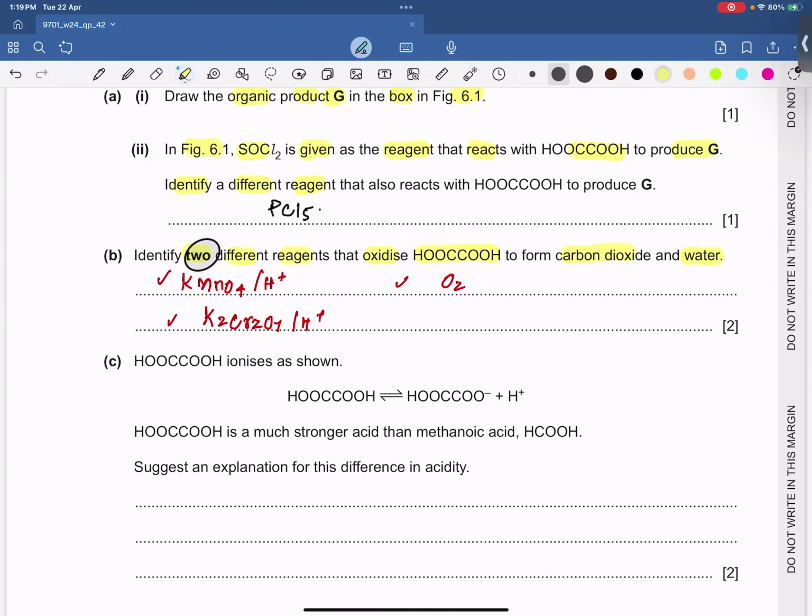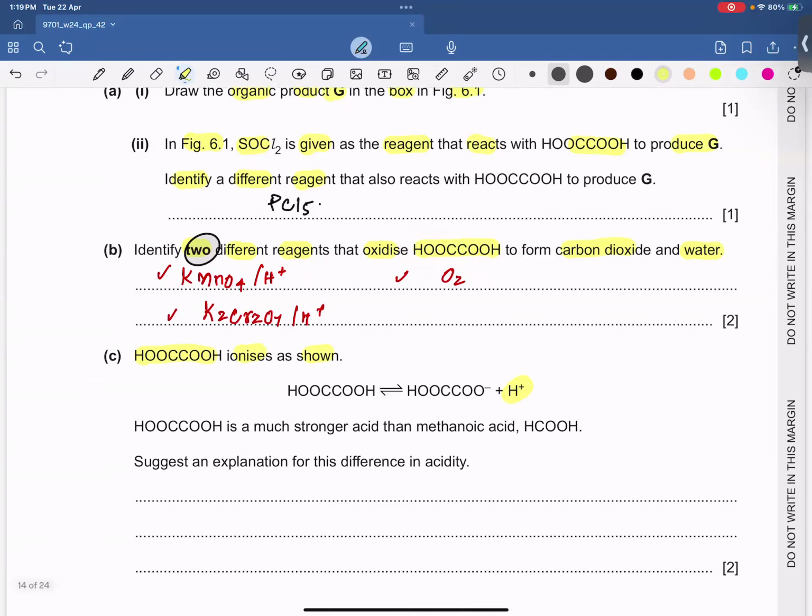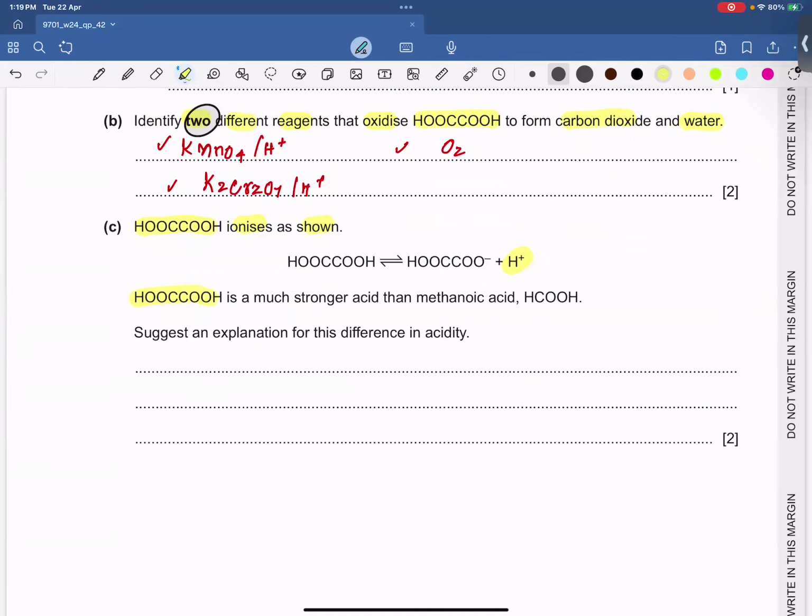Ethane dioic acid ionizes as shown, donating one hydrogen ion in aqueous medium. This compound is a much stronger acid than methanoic acid. Suggest an explanation for this difference in acidity. We have done this whole scenario in the ionic equilibria chapter. All right. So dibasic acids are stronger than monobasic acids. First point.